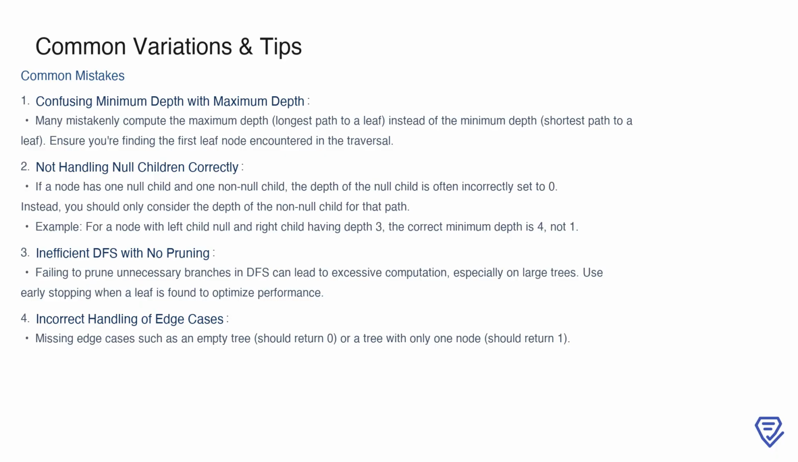Next, inefficient DFS implementations can also cause problems. Without pruning unnecessary branches, especially in larger trees, you may end up with excessive computation. It's important to stop the traversal as soon as you encounter a leaf node. Finally, don't overlook edge cases like an empty tree, which should return 0, or a single node tree, which should return 1. Addressing these scenarios ensures your solution is robust and complete.